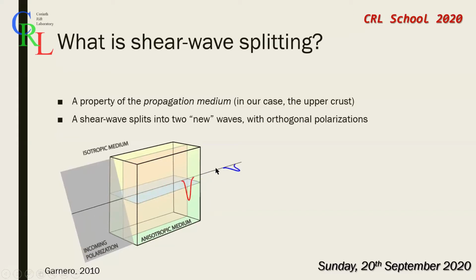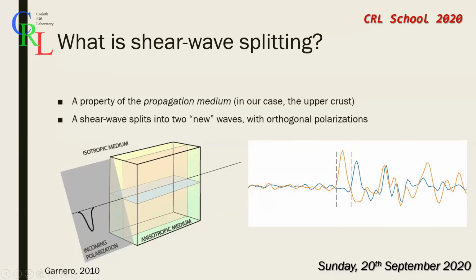So we have two new waves that are recorded in the station, and what we see at the seismological station is this phenomenon right here to the right. These are recordings from two horizontal channels, and they are synchronized, so all these waveforms are at the same time, and you see that at one waveform, the shear wave arrives earlier than in the other. So this is splitting. We have two waves.